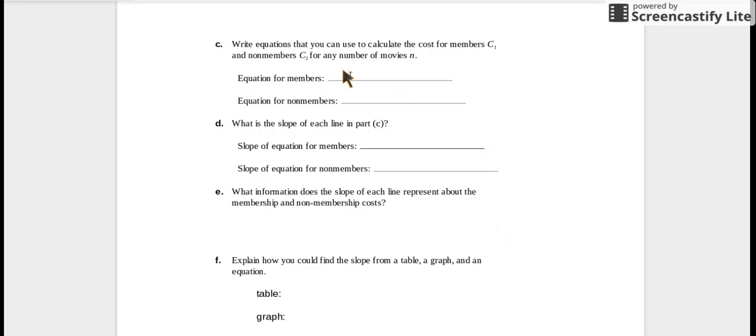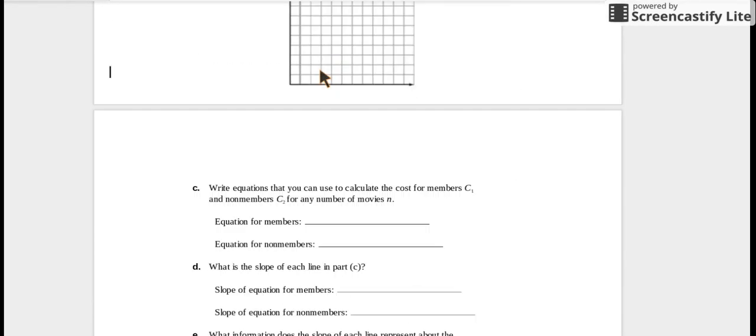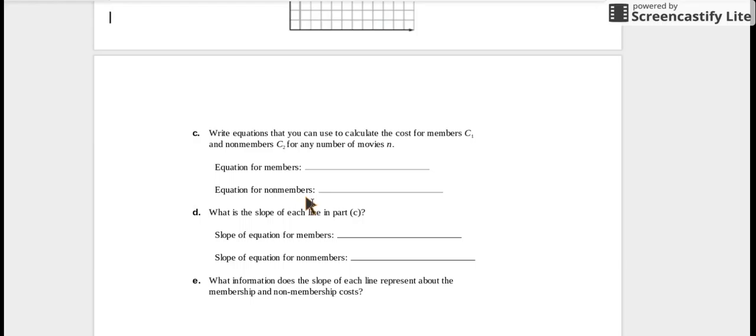For this video, we're going to answer questions C through H for question 5. So the first question they ask you is, what is the equation for the members and the non-members? Remember, when we write an equation, we need our form y equals mx plus b, where m is our constant rate of change and our b is our y-intercept, our starting point. They asked us to put it in C and N format, so it would look something like this.